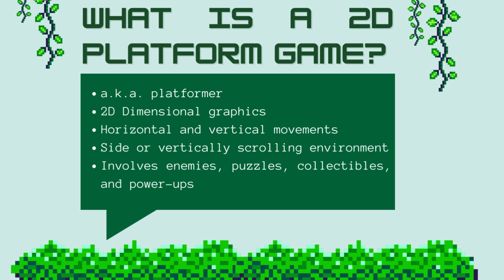So first, what is a 2D platform game? A 2D platform game, otherwise known as a platformer, features two-dimensional graphics, horizontal and vertical movements with a side-scrolling or vertically scrolling environment that involves battling enemies, solving puzzles, collecting power-ups, collectibles, etc.